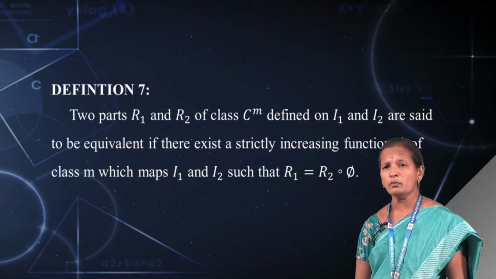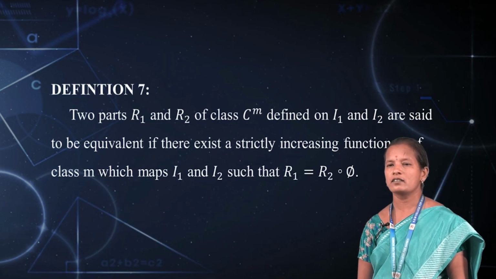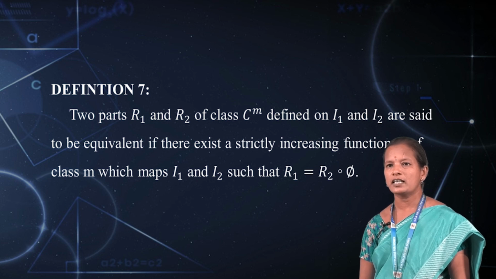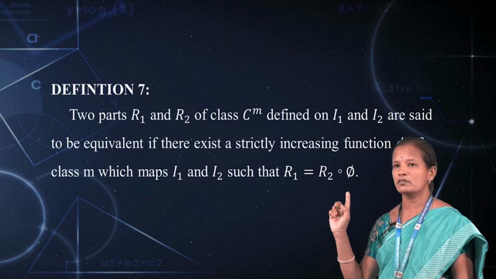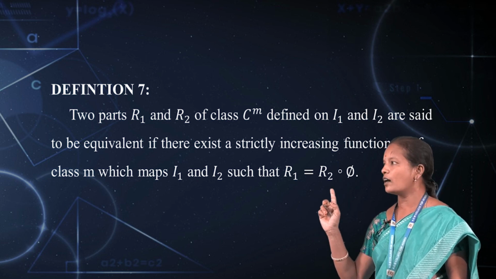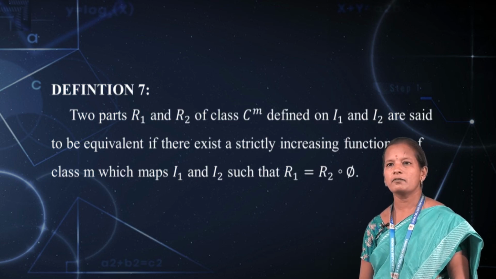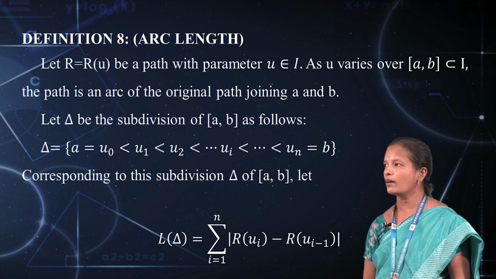M. Two paths R1 and R2 of class C power M defined on I1 and I2 are said to be equivalent if there exists a strictly increasing function phi of class M which maps I1 to I2 such that R1 is equal to R2 composite phi. This is equivalent. Next, let us go for the definition of arc length.